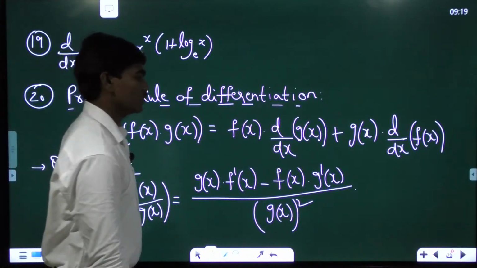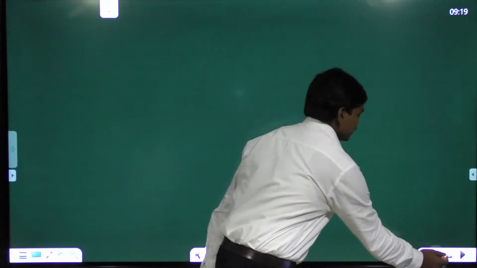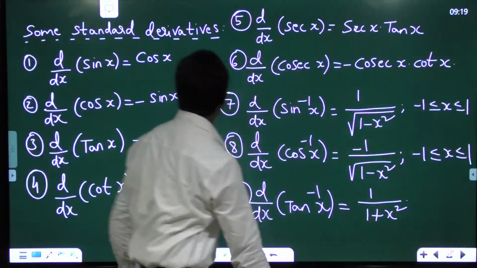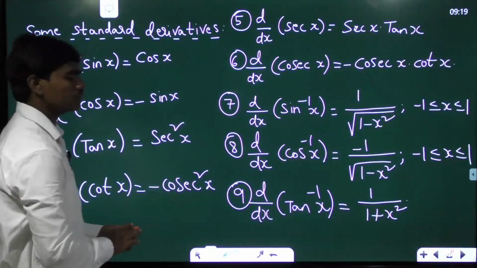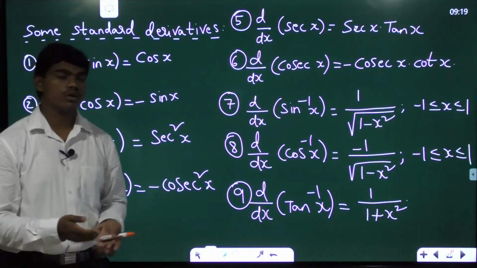Okay, so now we have enough knowledge on derivatives. I would like to show you these things once again. So basically these are the differentiation formulas which you may not remember at a single go, but as time goes on, you will get to know these things.